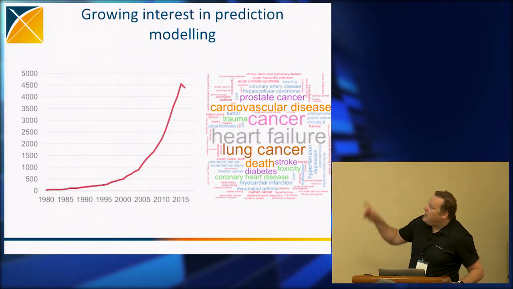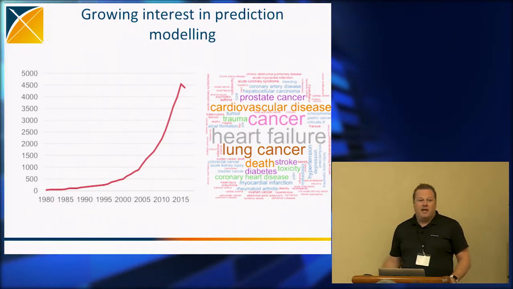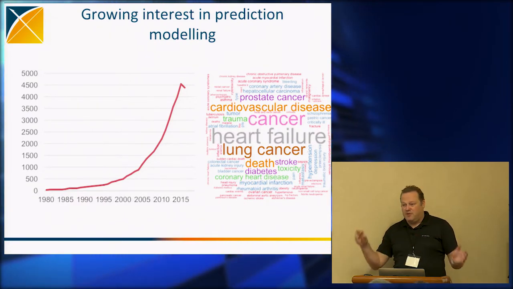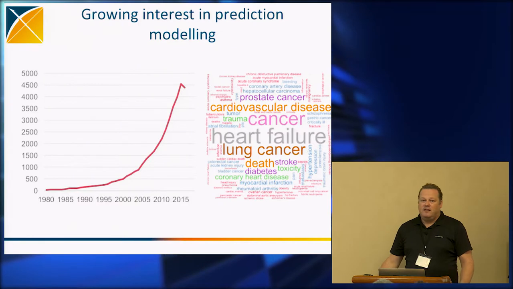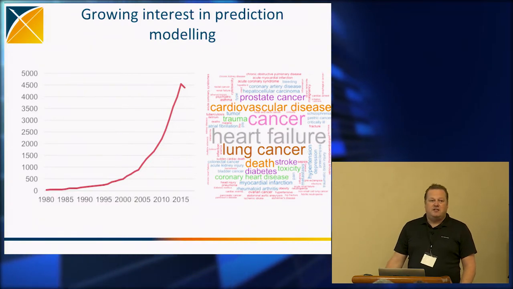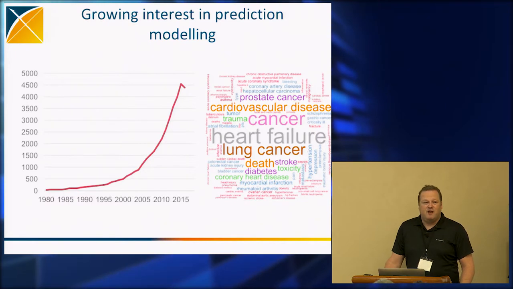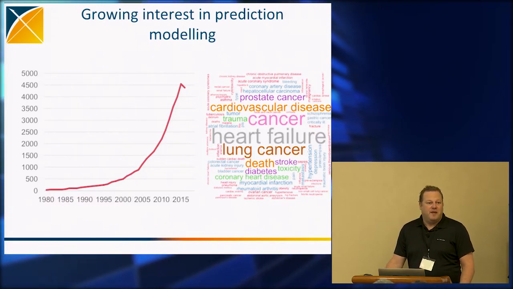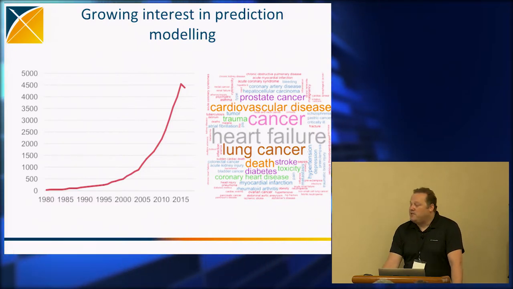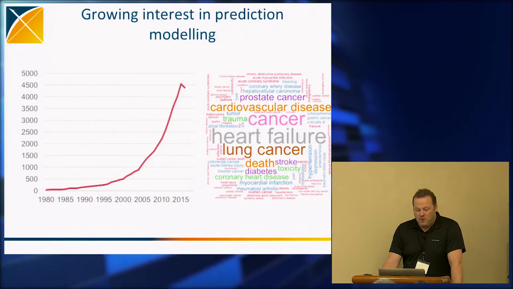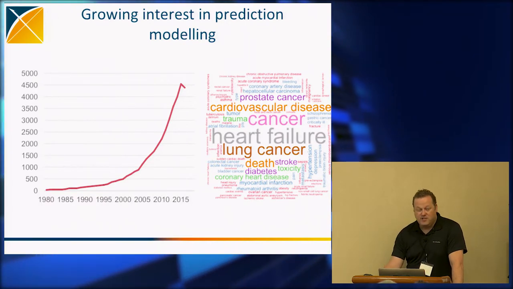On the right, you see a Wordle that I made by doing a search in PubMed on prediction models, and then annotating all the diseases in the titles. What you see is the frequency of the diseases that were in the title of all those papers in PubMed. And you see that heart failure is a very often studied problem, as are lung cancer and cardiovascular disease.